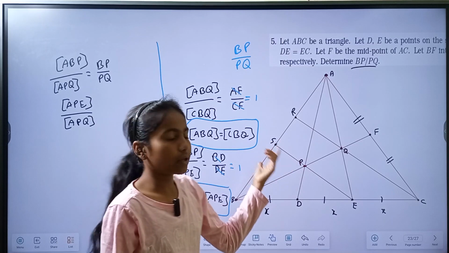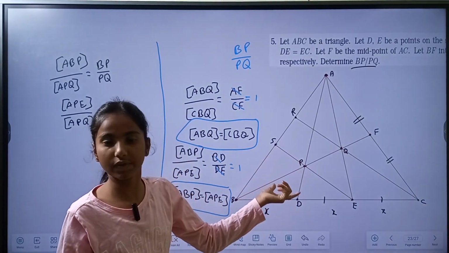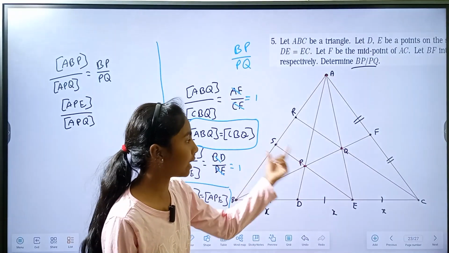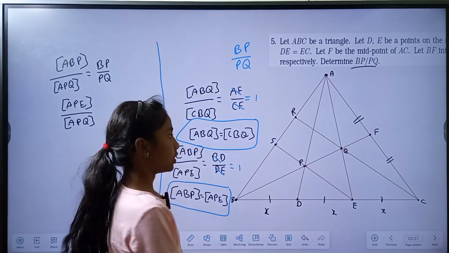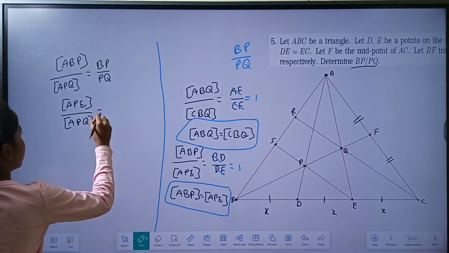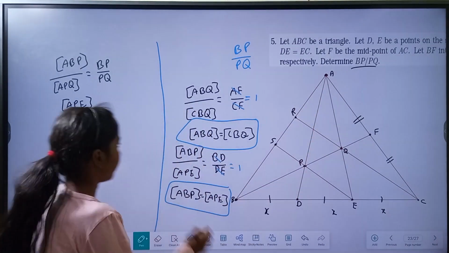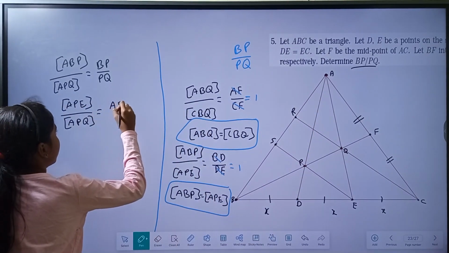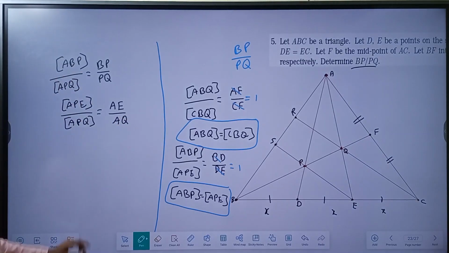Since the perpendicular distance between these two parallel lines is always equal, we can say the lengths of the altitudes are also equal. So you can write the ratio APE to APQ equal to AE by AQ. So in order to find BP by PQ, we have to find this AE by AQ.